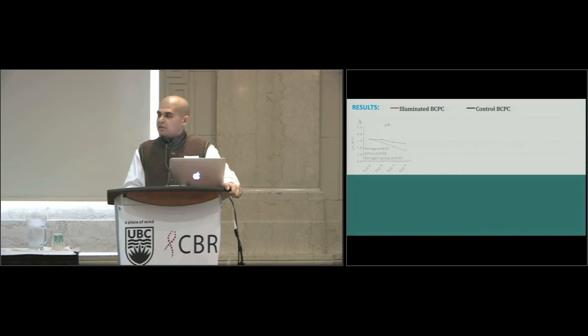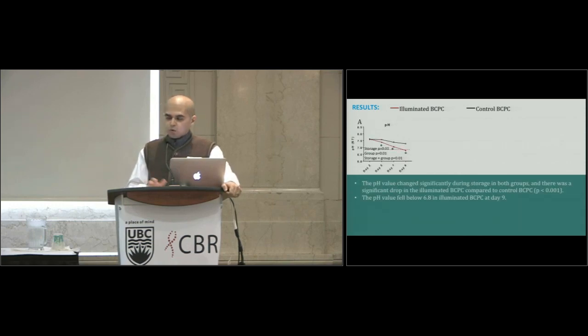In the results, I will start by showing you the in vitro quality tests, which reflect the deleterious impact of this illumination on the platelets, where we can see a decrease in the pH level in both groups. However, the red line represents the illuminated units, where we can see that the pH level decreased under 6.8. 6.8 represents the lower limit of acceptable units to be transfused.